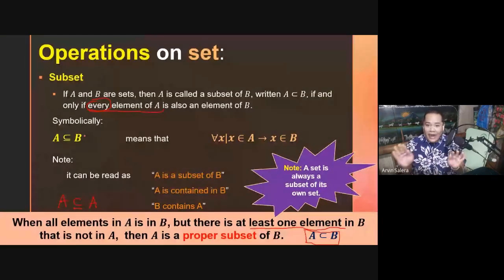Pero lain-lain sila nga set. Lahi si A, lahi sad si B. Pero pareha sila nga ang sulod kay 1, 2, and 3. Then therefore, kay pareha man sila og sulod silang duha, A is a subset of B. Tanan nga naa ni A, naa sad kang B. In fact, si B is a subset of A as well. Tanan nga naa ni B, naa sad kang A. Diba? So, mao na siya ang concept sa subset.